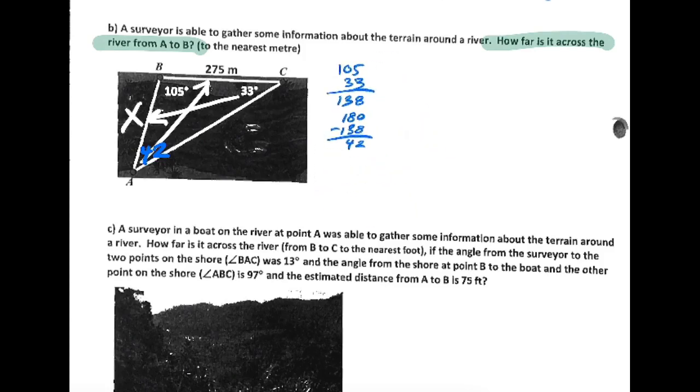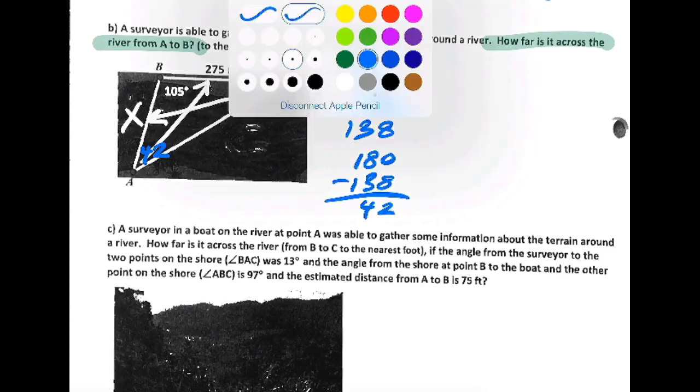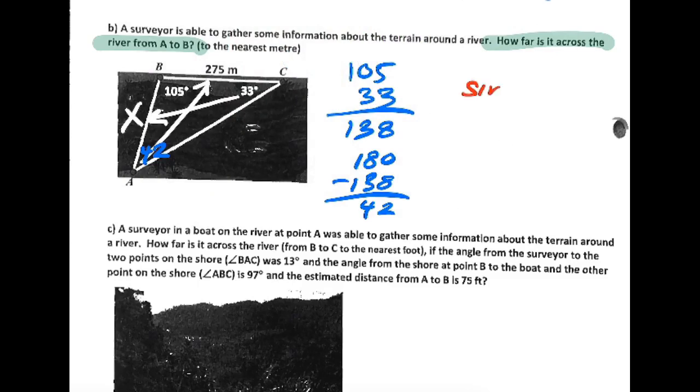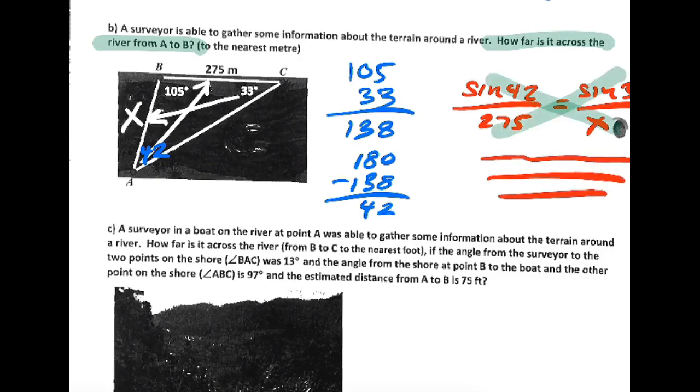So all that work was to find the 42, and now you can set up the law of sines. The sine of 42 over 275 and the sine of 33 over x. Cross multiply, show your algebra, and solve.